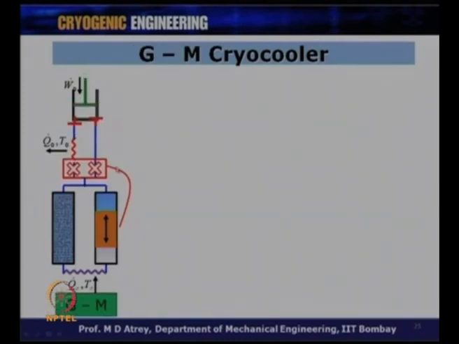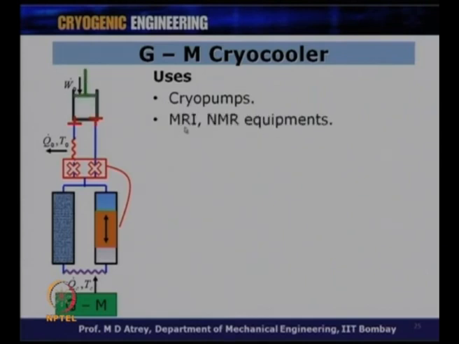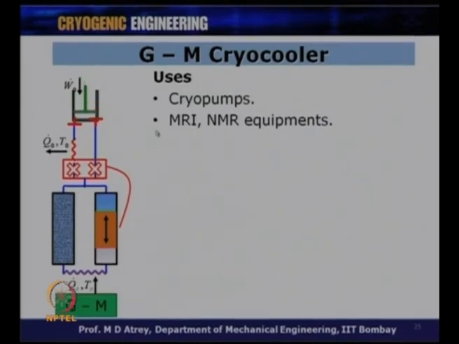The GM cooler, as we know, we have just seen the GM cooler which has a valve mechanism over here. It is widely used in cryopumps. It is a very important usage of GM cryocoolers. It is also used on MRI machines and NMR equipment. This is a very important thing about GM coolers.